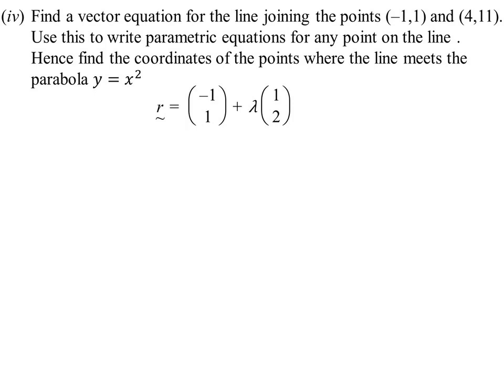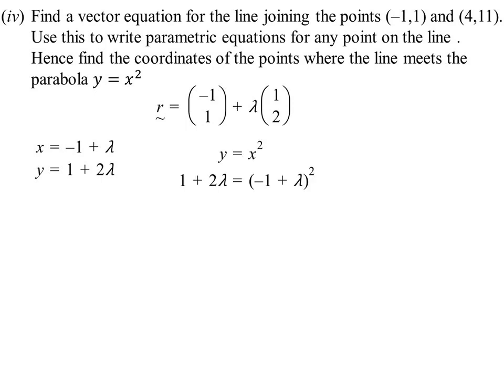Because the other way you could get the slope is go head minus tail, but when you think about it, that's essentially the same as the slope formula, because y2 minus y1 over x2 minus x1. The parametrics then, I just read across. The x component would be minus 1 plus lambda. The y component 1 plus 2 lambda. Okay, we've done that. Hence, find the coordinates of the points where the line meets the parabola.